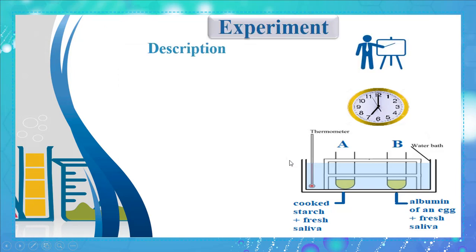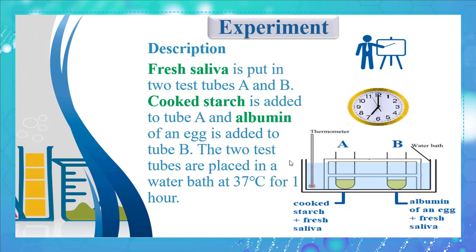Now let's get to the description. Fresh saliva is put in two test tubes A and B. Cooked starch is added to tube A and albumin of an egg is added to tube B. The two test tubes are placed in a water bath at 37 degrees Celsius for 1 hour. Notice that we put saliva with starch and albumin.